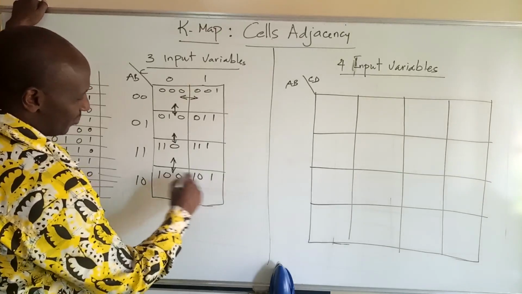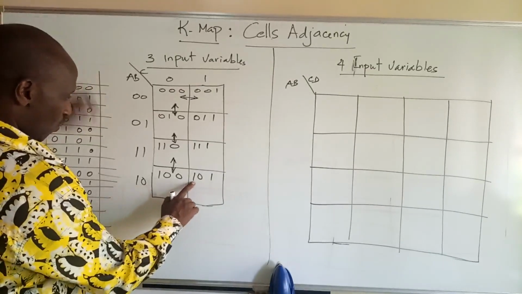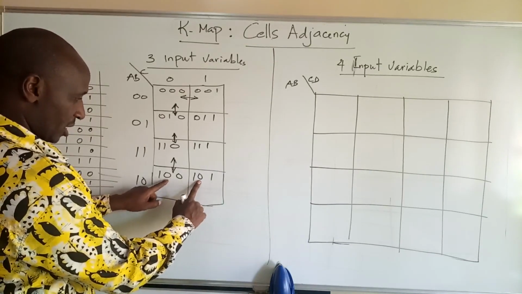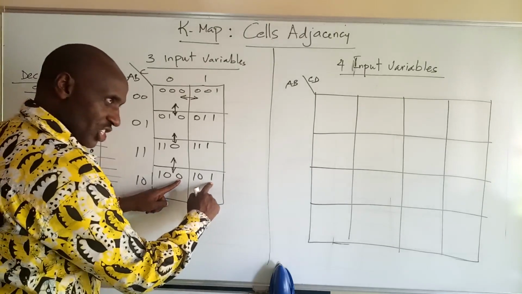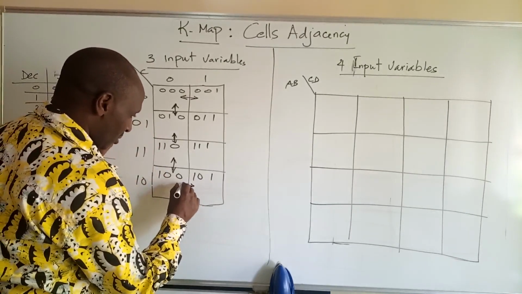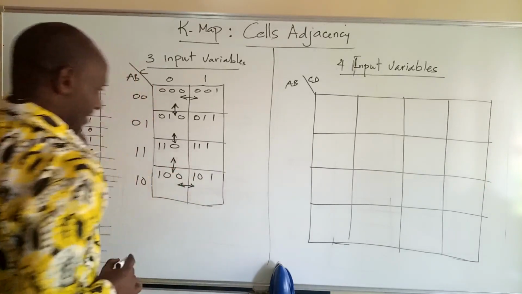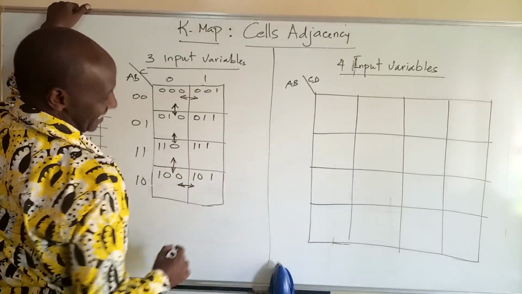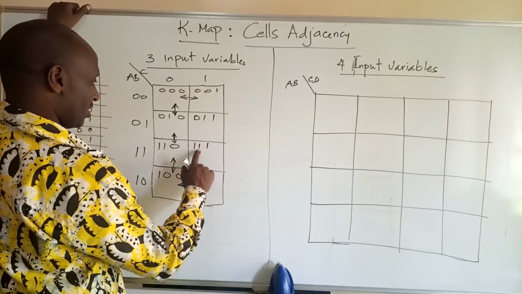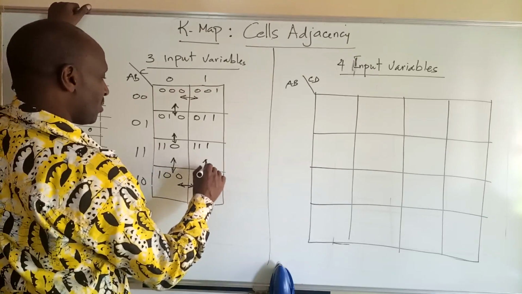What about these two values? 1, 1, no change. 0, 0, no change. 0, 1, a change is there. So one bit change. So these two values are also adjacent. What about the up ones? The up ones are also adjacent, because there is only one bit change. 1, 0, 1 to 0. So these bits are also adjacent.